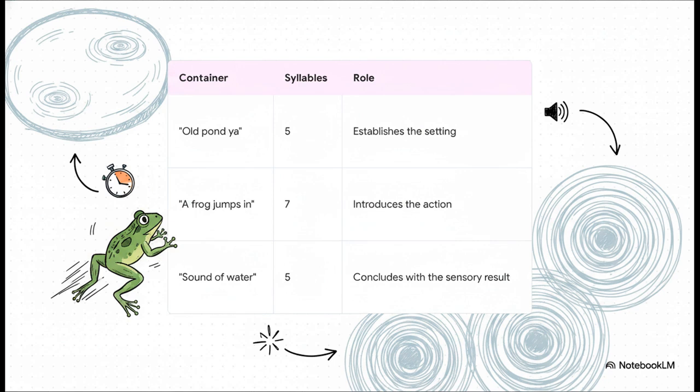Then, container 2, a frog jumps in, 7 syllables. That's the action. It's the event that shatters the stillness. And finally, container 3, sound of water. That's the result, the sensory echo of the action. You get scene, action, reaction. It's a perfect little storytelling machine.